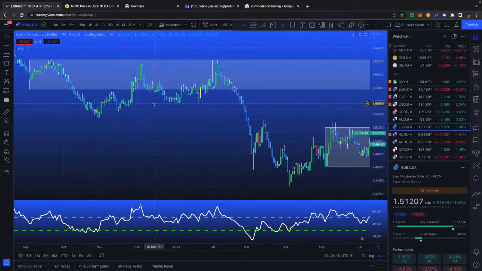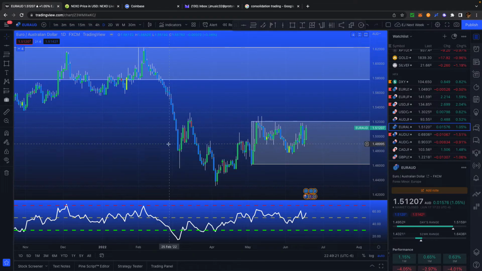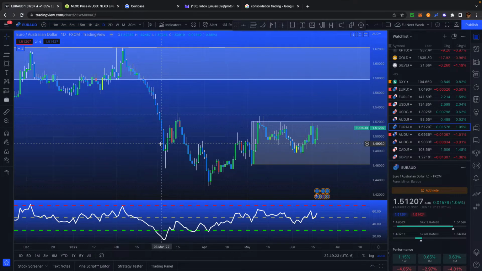So once you're able to identify those consolidation zones, man, trading looks a lot easier. Instead of all this up and down that we're seeing, it looks like it's going crazy. You really see that the market's just in the consolidation zone.